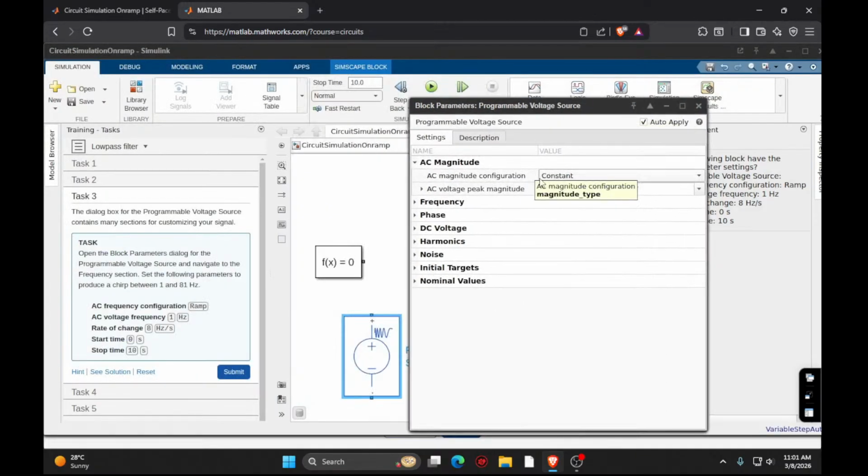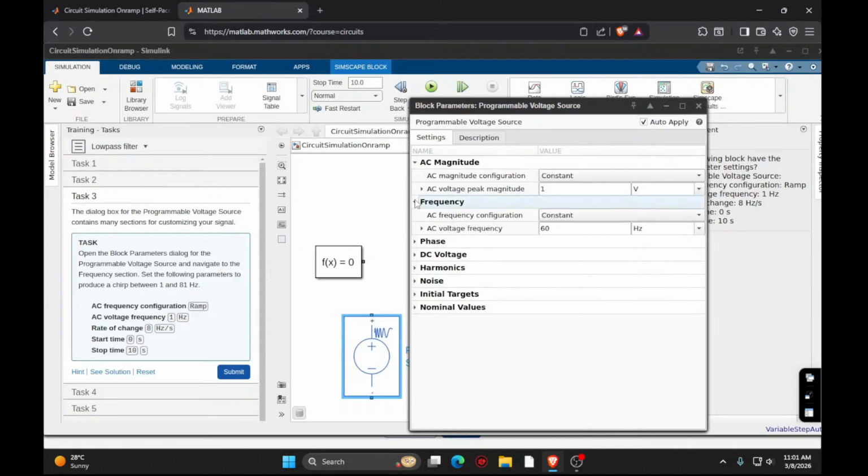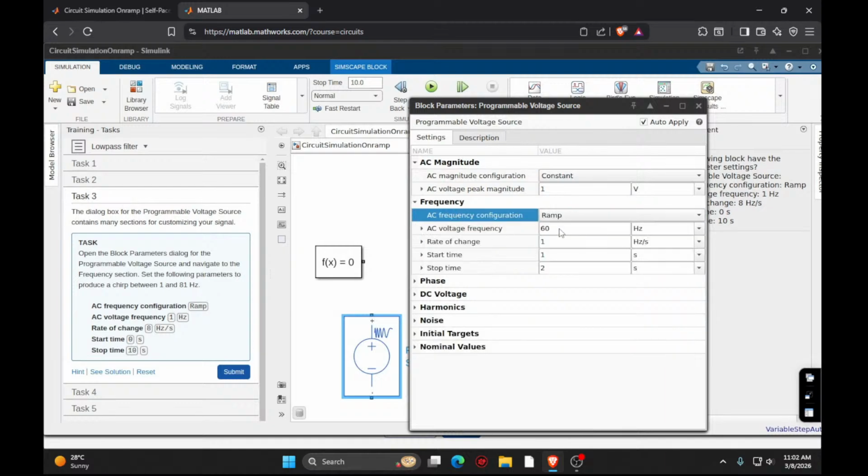So the dialog box. What do I have to do? Open the dialog box for the programmable voltage source and navigate to the frequency section. Set the following parameters to produce a sweep between 1 and 80 hertz. AC frequency set to ramp. AC voltage frequency set to 1 Hz. Rate of change is set to 8 Hz. Start time set to 0 and stop time set to 10.